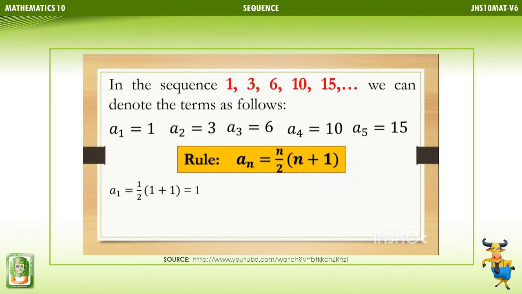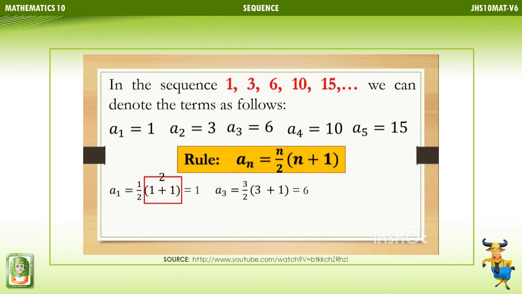So, let us prove first kung tama ba tong rule na to. So, halimbawa, I have a sub 1. So, a sub 1 means first term. Tingnan natin kung talagang ang nasa first term ay 1 using this rule. So, 1 over 2, and then we will add 1 plus 1. So, that will become 2. So, you may cross out or cancel. So, 2 and 2, that makes it 1. So, 1 times 1, that is 1. So, our first term, a sub 1, is equal to 1, which is correct.